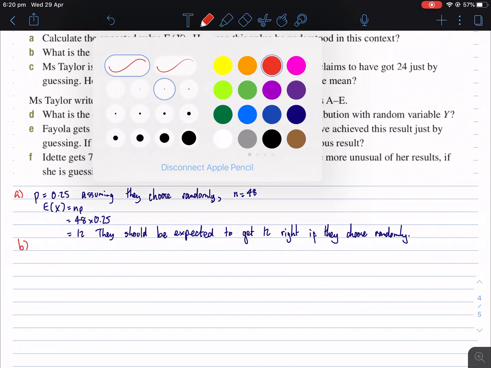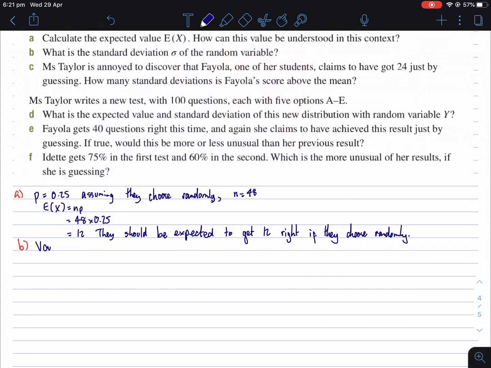Okay, we need the standard deviation, so of course we need the variance, which is 48 times 0.25 times 0.75, so it's going to be 9. Really, this is the same as the last question. Let me double check. Yeah, okay. So the standard deviation is the square root of the variance, so it's 3.